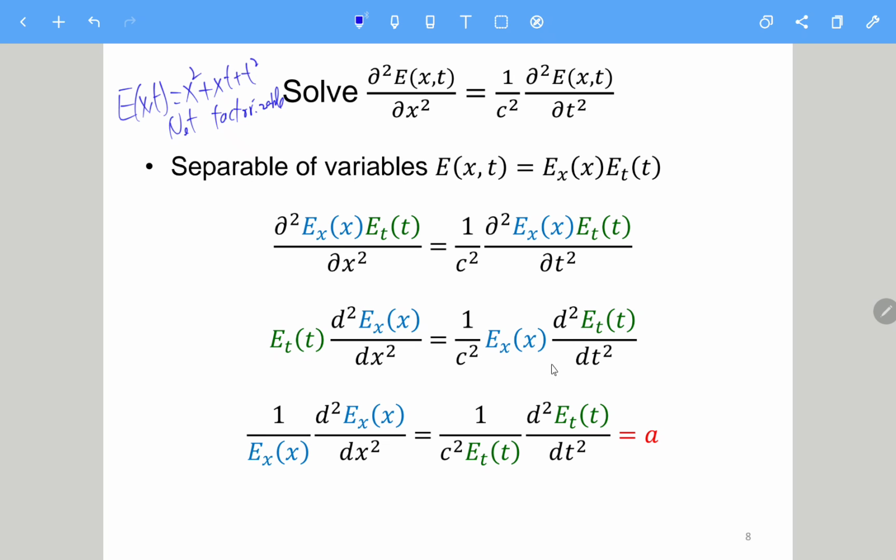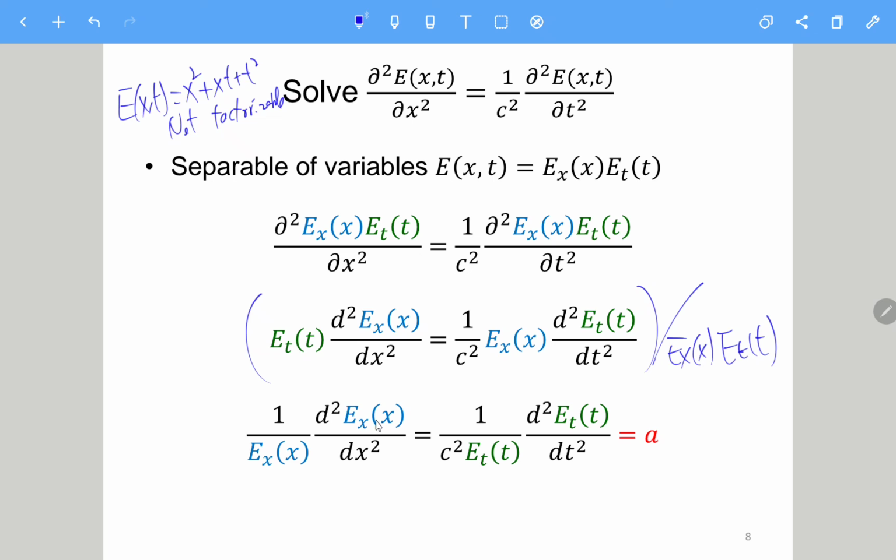Okay, so we can do something. We can simply divide Ex Et on both sides. By doing this, Et and Et can cancel on the left side. So on the left side we have this term here, and then we have Ex in the denominator. So the left side becomes this one, and for the right side, Ex and Ex can cancel each other. So we have this term here. We have 1 over c squared here. We also have Et in the denominator.